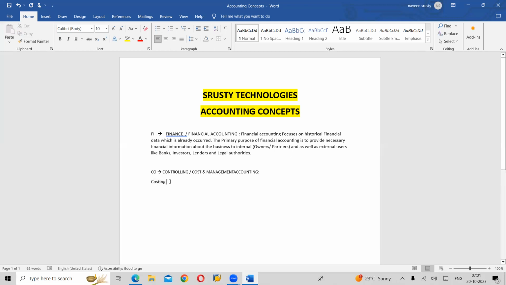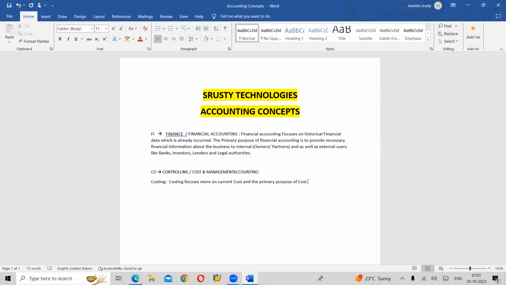Okay. So when I say costing, right? When I say costing, costing is not historical data. What is the function of this one? What is the function of costing? Costing focuses more on current cost, not on historical cost.